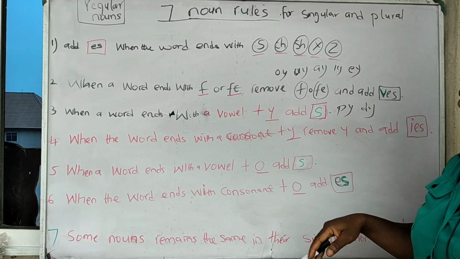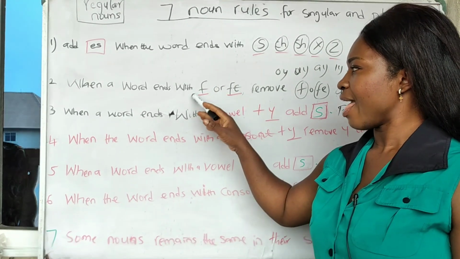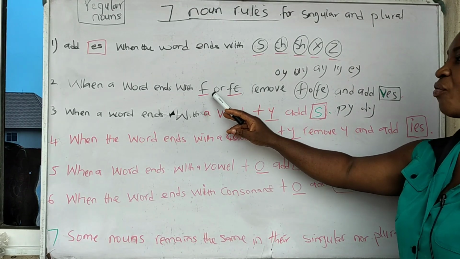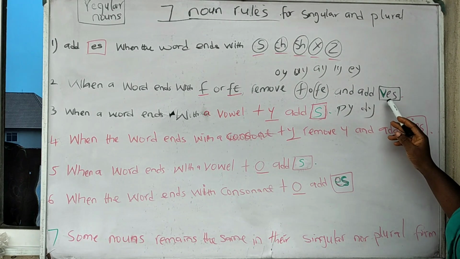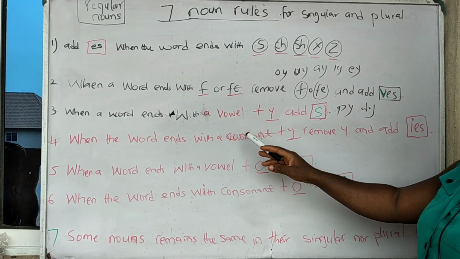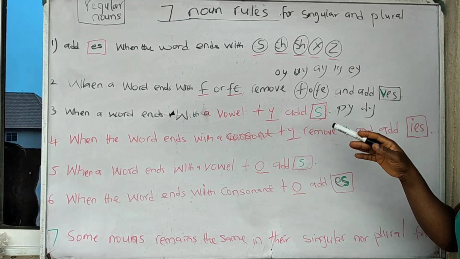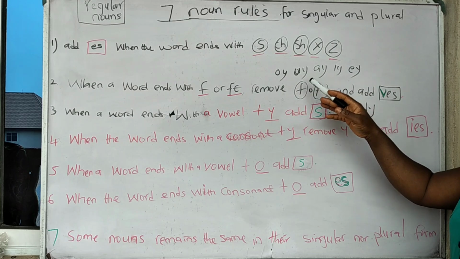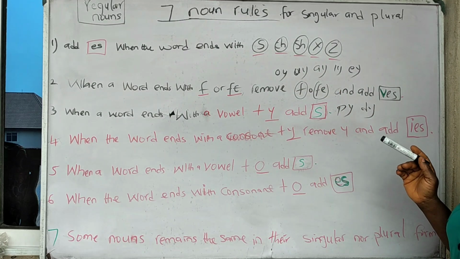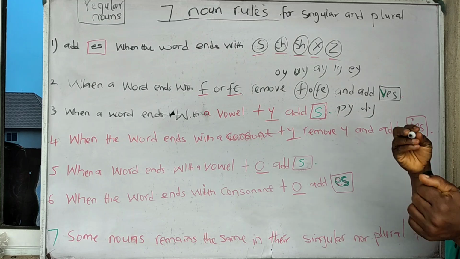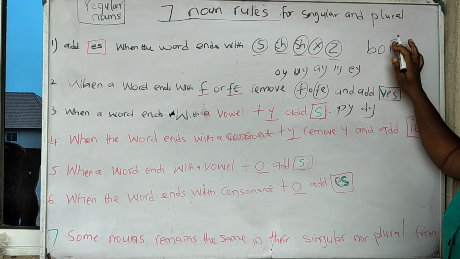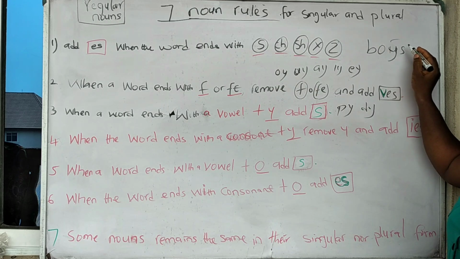Now look at this one here. When it ends with F or FE, you should remove the F or the FE and replace it with what? VES. But when it ends with vowel plus Y, I gave this example, OY, that is vowel plus Y, you should just add S. We have it like boy. You don't say boys. No, you say what? You say boys. This is an example.